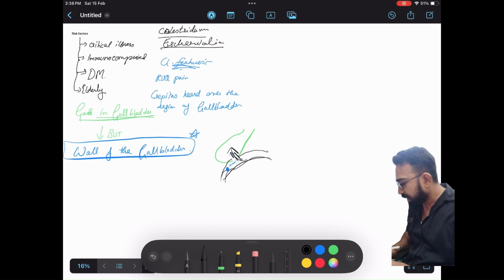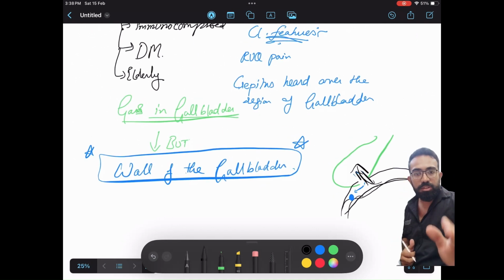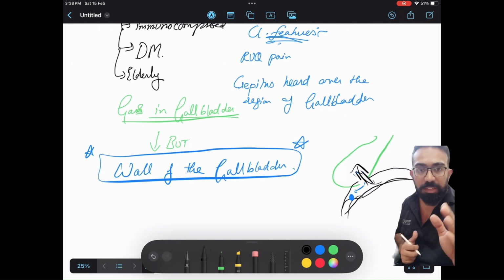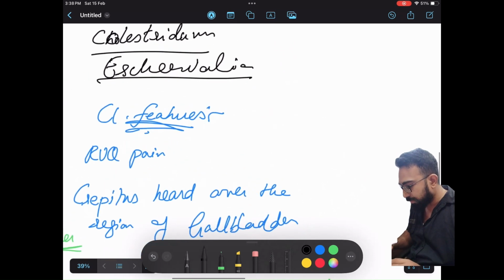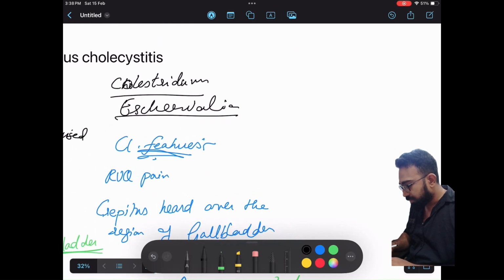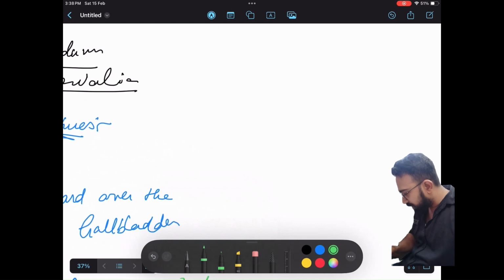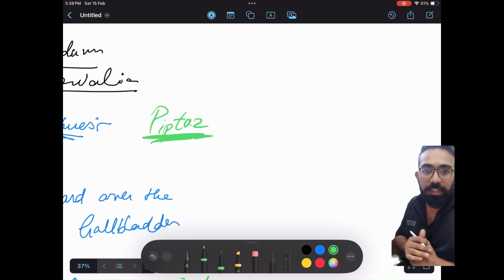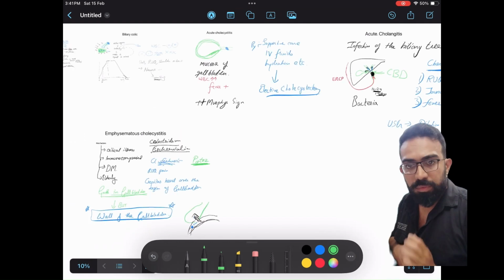So if there is gas in the gallbladder wall, then you need to know that it is emphysematous cholecystitis. And then what will you do? You will treat with the broadest antibiotic possible. Generally, the recent recommendation is to treat with piperacillin and tazobactam in such a case, and then you can do cholecystectomy.